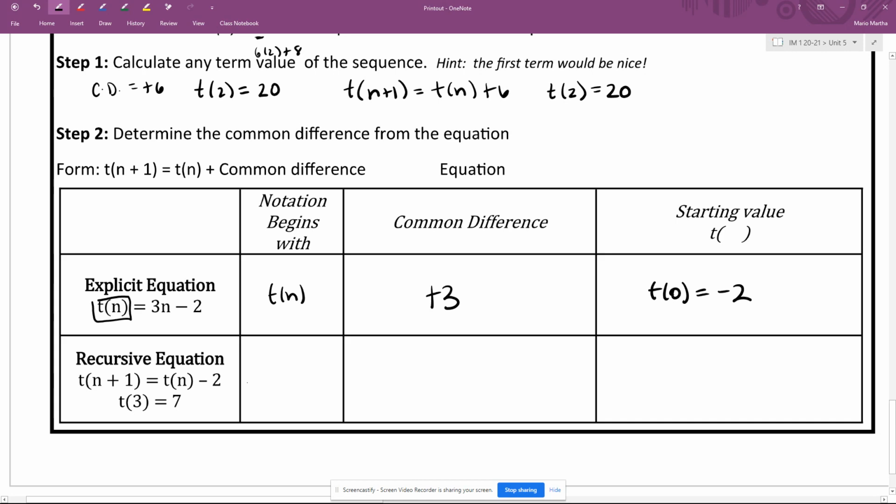And then for the recursive equation, we have t of n plus 1. That's what makes it recursive. And then our common difference, again, is right there. So in this case, the common difference is negative 2. And then our starting value, the one they're giving us, would be t of 3 equals positive 7.